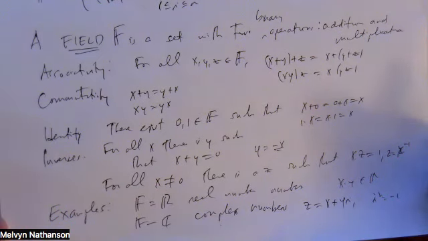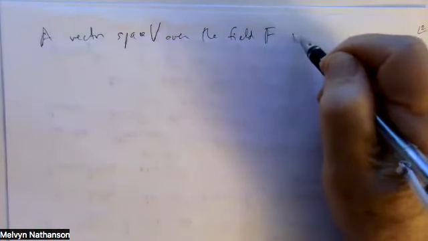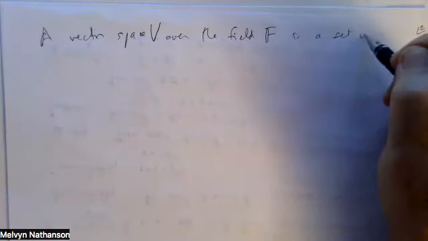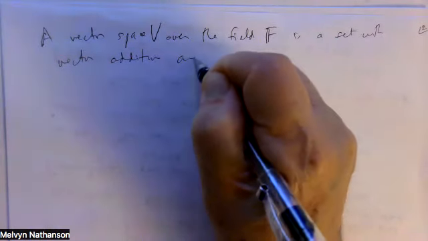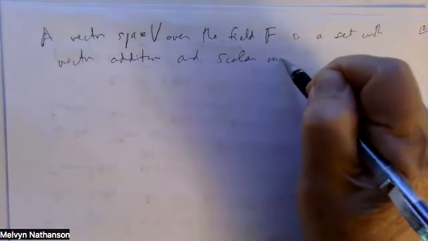They're numbers that you can add, subtract, multiply, and divide, and they're always called in linear algebra scalars, since we rarely call them numbers, but it's just a matter of tradition. So what is a vector space? Associated to every vector space has to be a field. So a vector space V over the field F is a set with two operations: vector addition and scalar multiplication.